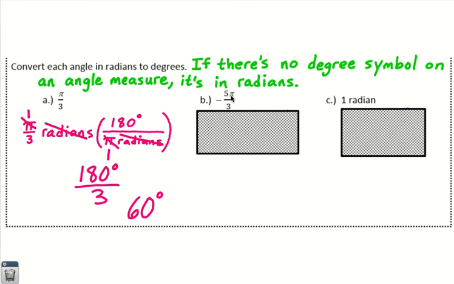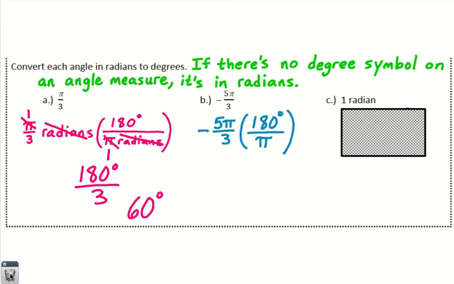How about here? You could totally feel free to just plug in 180 for pi. And you'd have like negative 5 times 180 over 3. But hey, if you want to do it that way, fine. But if we multiply by the ratio, the radian and the pi's will cancel, and we'll be left with negative 5 times 180 over 3, which, hey, makes total sense, right?